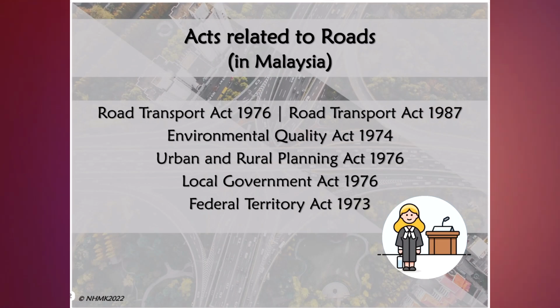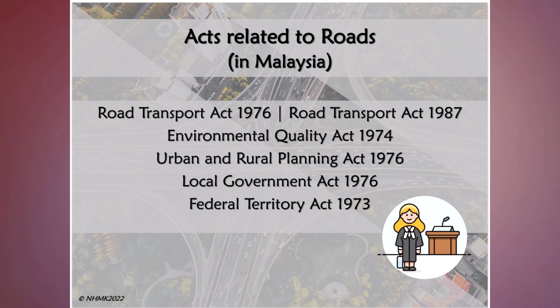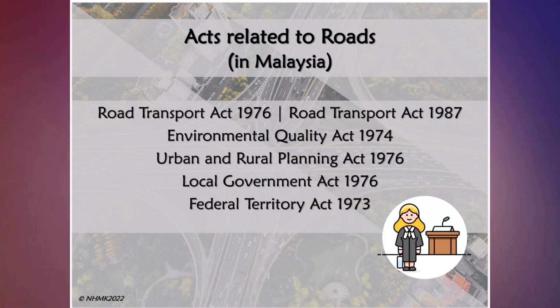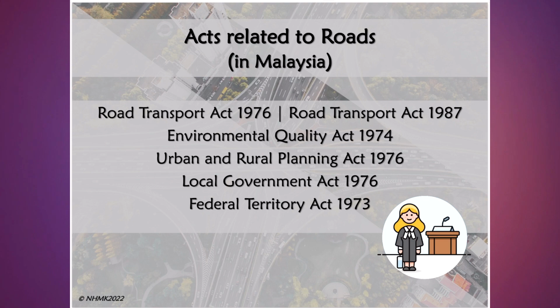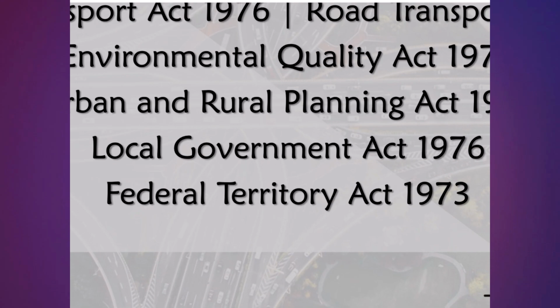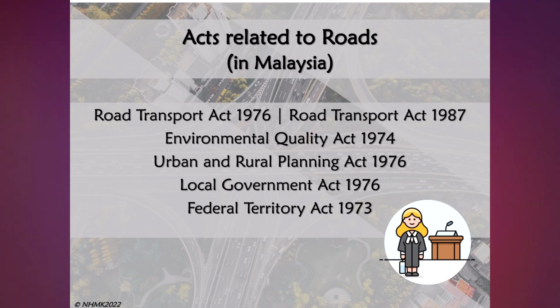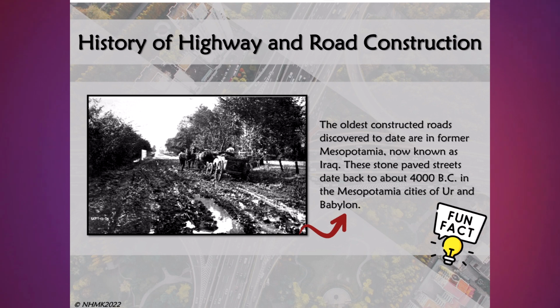Now let's proceed to the acts related to roads in Malaysia. The Road Transport Act 1976 and the Road Transport Act 1987, the Environmental Quality Act 1974, Urban and Rural Planning Act 1976, Local Government Act 1976, and also Federal Territory Act 1973 are the acts related to roads in our country.